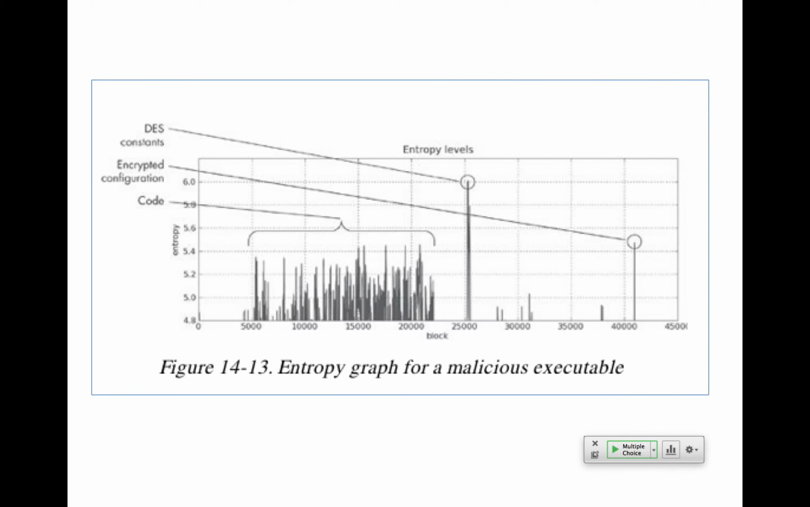All right, and here's an example of an entropy graph for a malicious executable. So it's going from 4.8 to 6 here, and you see the areas of high entropy indicate something interesting. This is something encrypted, that's why the entropy is high. That's the DES constants up there, so it's got some numbers that appear to be random. And this they call the coda, I'm not sure what that is.